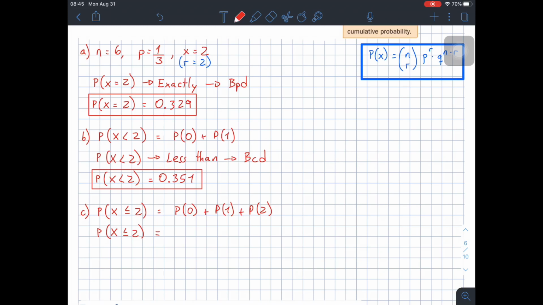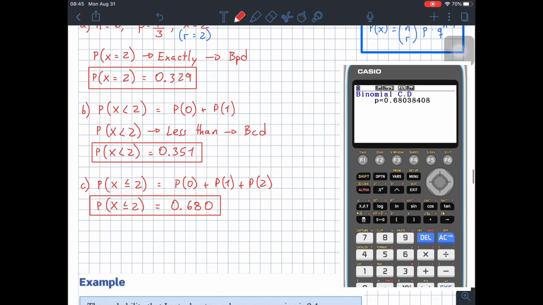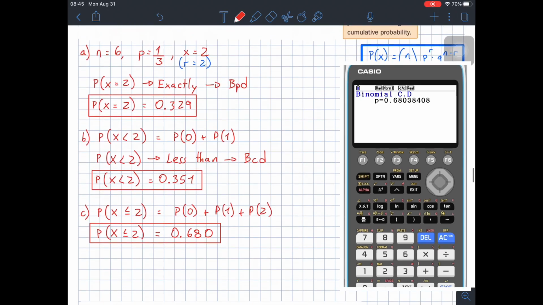So if I show you that again, we're going to go back. And instead of writing upper at 1, it's going to be upper 2, right? Because we're now including the value 2. You go to execute, and that's the value, 0.680. So the probability of this particular event of getting less or equal than 2 successes in this particular event is 0.680 or 68%, right? Okay.